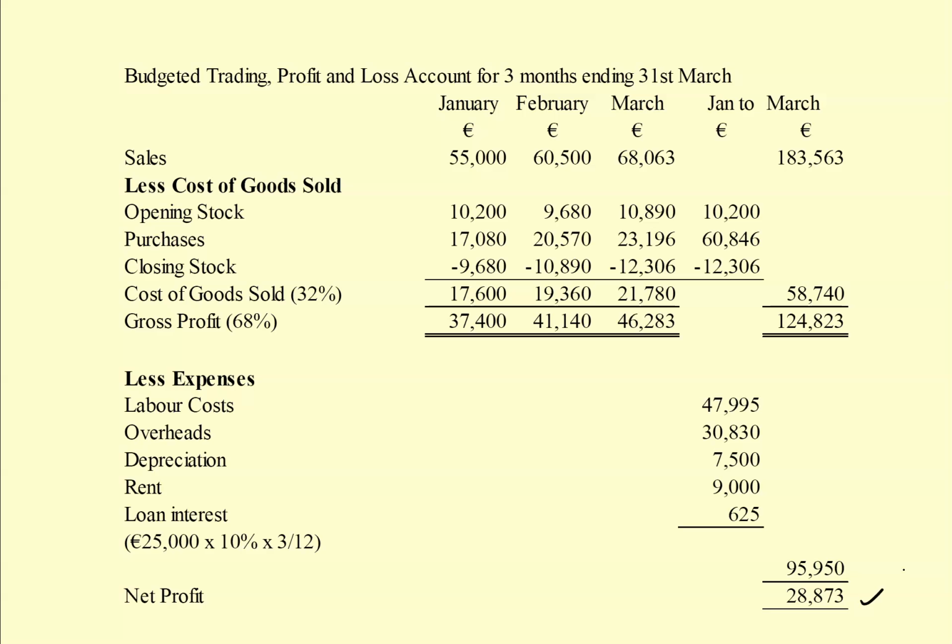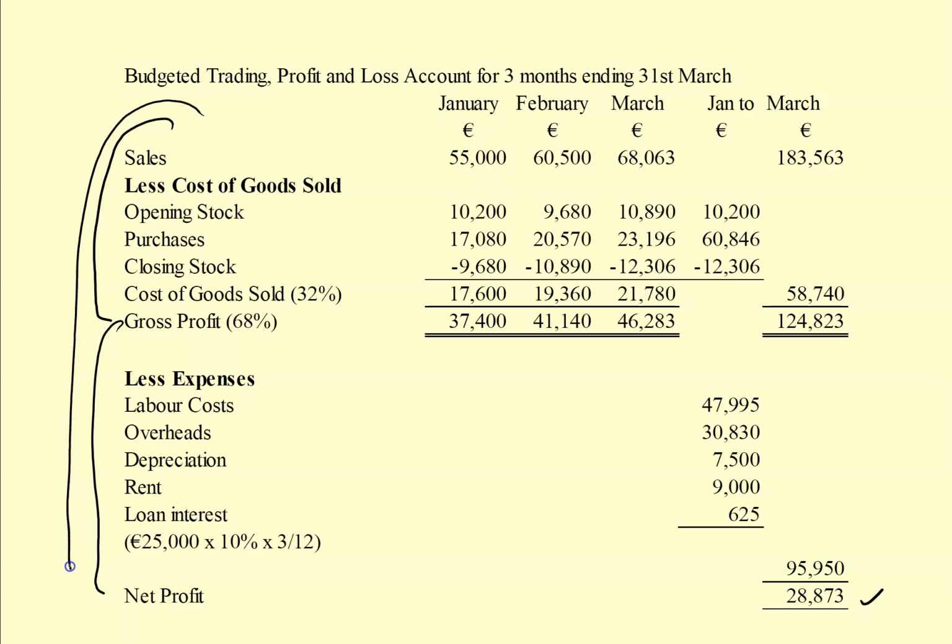So that is the trading account and the profit and loss account. In other words, this whole thing together is the income statement, and that is our budgeted, our projected income statement for the 3 months ending the 31st of March. Okay, that is the end of the projected or budgeted income statement.